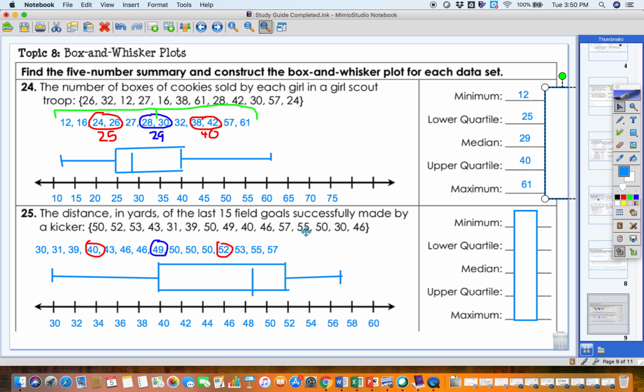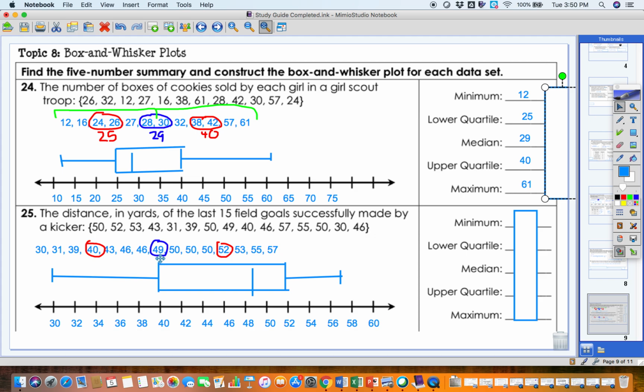On number 25, again, I've done the same thing. I have rewritten them in order from smallest to largest value. 30 is my minimum, 57 is my maximum. Since I have an odd number, I have 15 field goals made successfully. I know I have just one median. It's my middle value, which is 49.